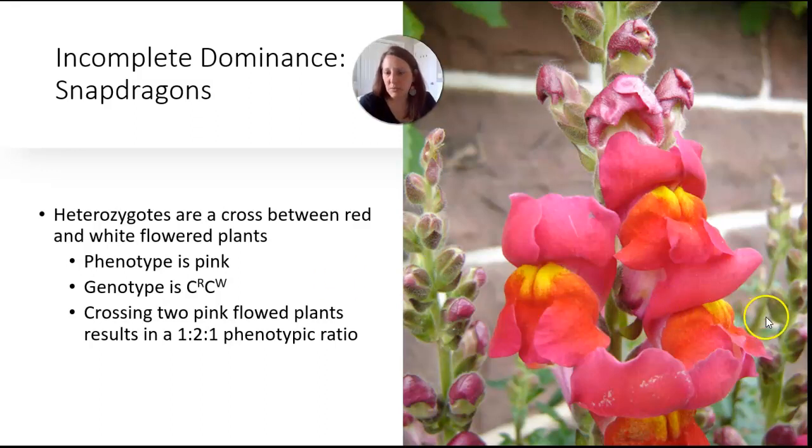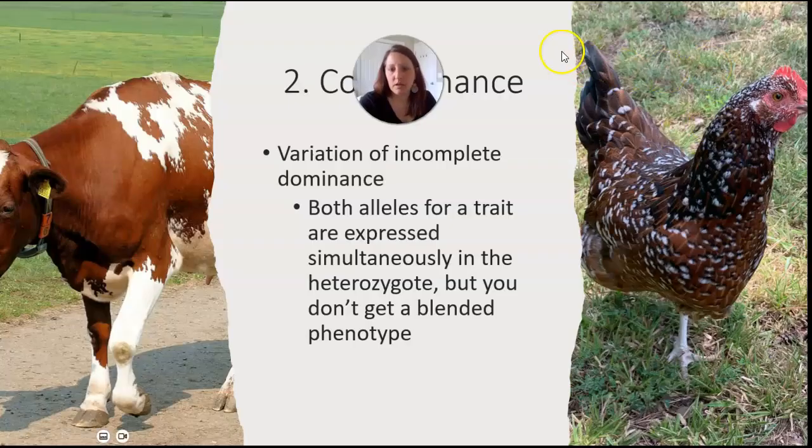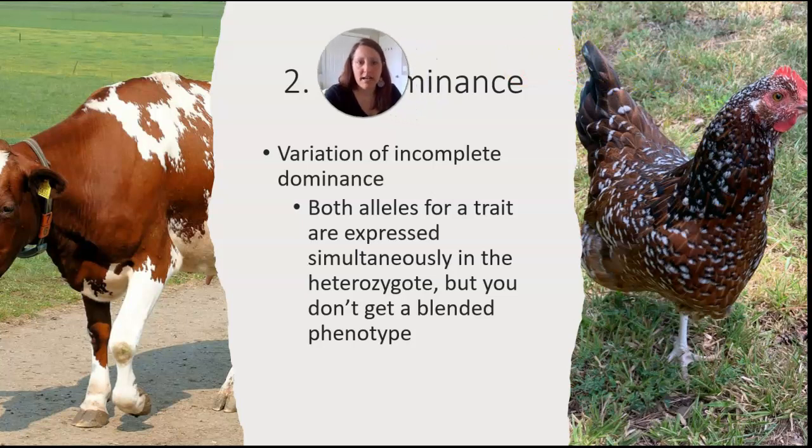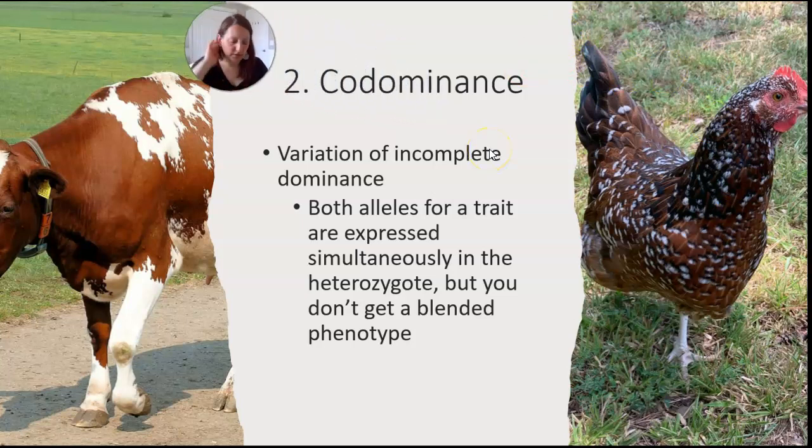So incomplete dominance was our first example of a non-Mendelian inheritance pattern. Our second one here is codominance. And so codominance is actually a variation of incomplete dominance. In the case of codominance, both alleles for a given trait are expressed simultaneously in the heterozygote. You don't get a blended phenotype, but instead you see both, in this case, colors. Okay? And I'm going to give you another example where it's not colors.